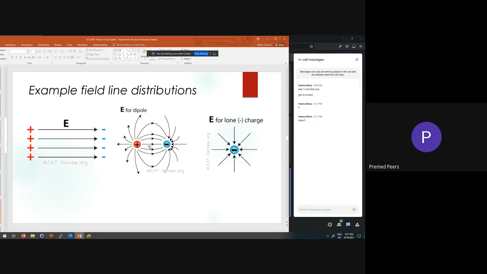This is called a dipole. You don't need to know the math or the formulas for these, but you can look at the lines here. The lines are different. They're not the same everywhere like they are for a point charge, but they're coming out of the plus and going into the minus. If you wanted to calculate the field, you could just do kQ over r squared for each charge. And then, of course, for a point charge, the lines are all the same. They either go in or come out, depending on if it's minus or plus.